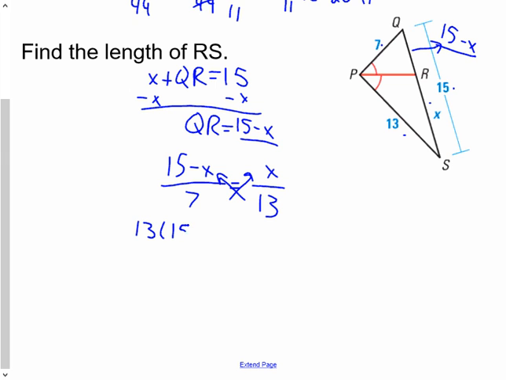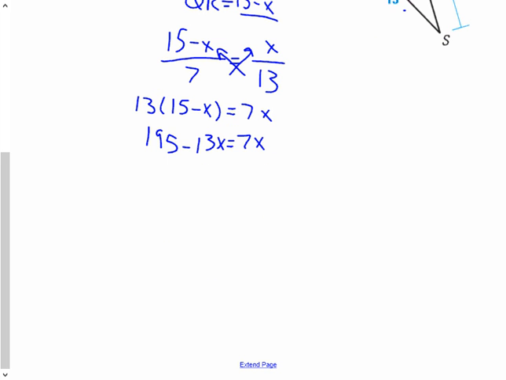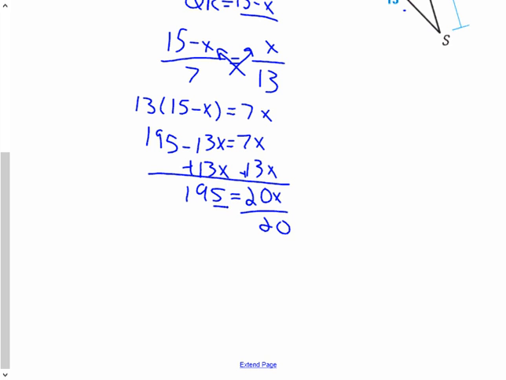13 times 15 minus X equals 7X. We get 13 times 15, I got 195, minus 13X is 7X. Plus 13X to both sides to get 20X equals 195. And again, not always a nice number here. Divide by 20, a little less than 10. I get 9 and 3/4 is X, or 9.75.